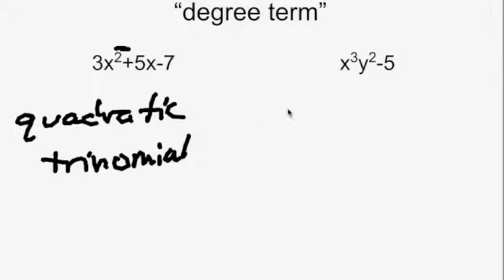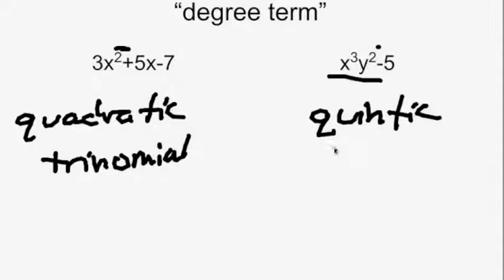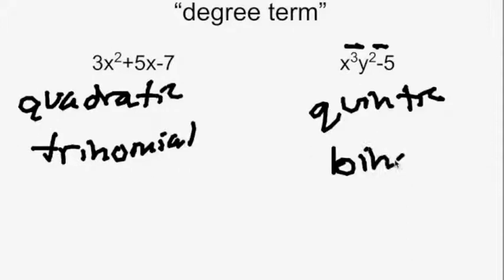This next one is raised to, in total in the first term, there are 5 powers. So it is a quintic, and there's 2 terms, so a quintic binomial.